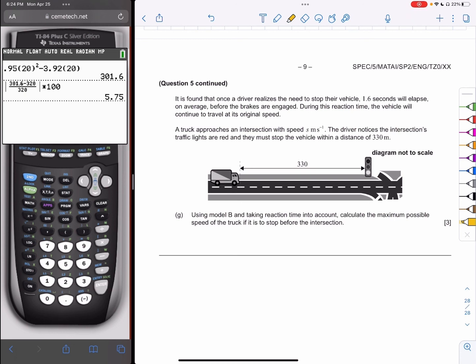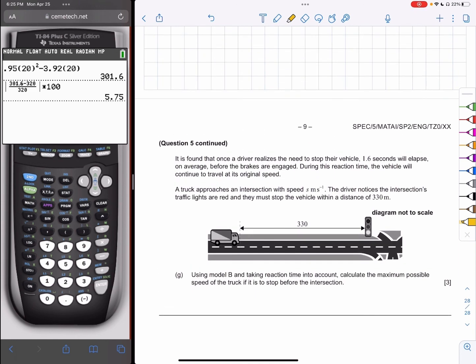It says a truck approaches an intersection with a speed S in meters per second. The driver notices the intersection's traffic lights are red and they must stop the vehicle within a distance of 330 meters. So part G says using model B and taking reaction time into account, calculate the maximum possible speed of the truck if it is to stop before the intersection.